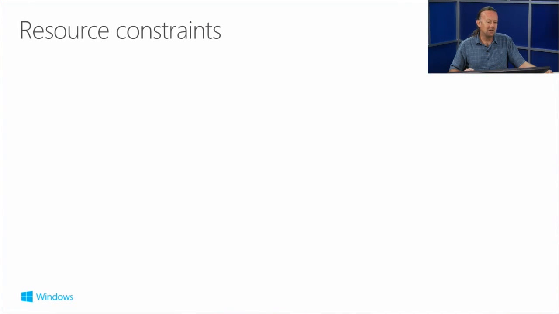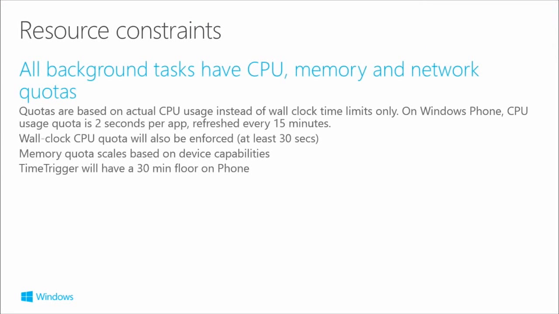Right, that was the good news. And now the kind of ugly detail, the resource constraints. All background tasks have CPU, memory, and network quotas. As Matthias mentioned earlier, the difference is they're based on actual CPU usage instead of wall clock time. It was wall clock time on Windows Phone 8, but now we're looking at CPU usage. You get 2 seconds per app of CPU time, refreshed every 15 minutes. So every 15 minutes you get a new 2-second quota. That doesn't sound like a lot, but with modern processors and the speed they run at, 2 seconds is not shabby at all. You can do a lot with that.